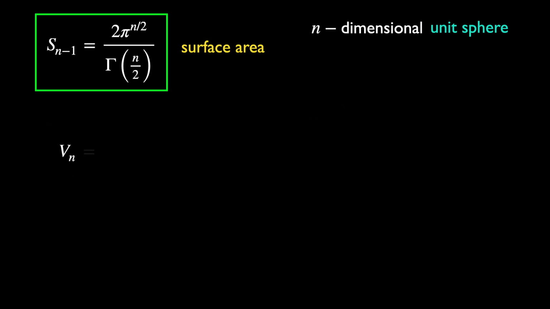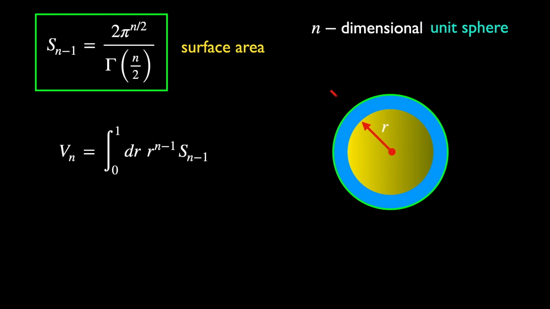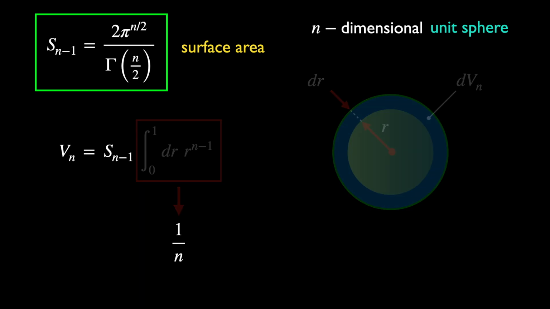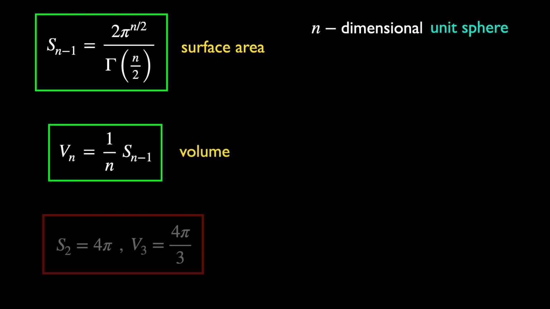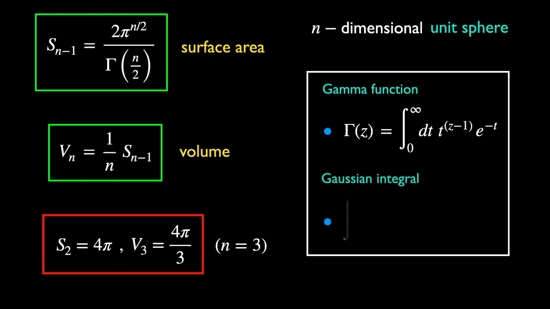With the surface area, it is a simple step to get the unit sphere volume. Hence, we have calculated the surface area and volume of a hypersphere using just the Gaussian integral and the gamma function.